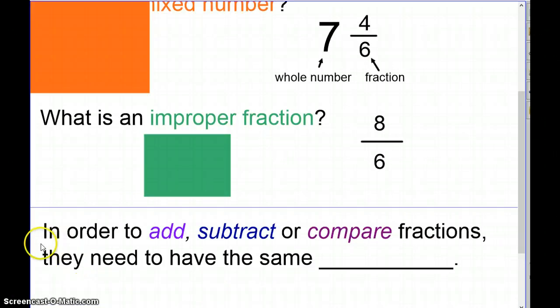I also want to remind you of this really important fact down here that says, in order to add, subtract, or compare fractions, they need to have the same what? They need to have the same denominator, okay? So when we look at fractions, the first thing we always want to look at is the denominator if we're going to be adding, subtracting, or comparing them. So keep this important rule in your head today as we go through the problems, okay?